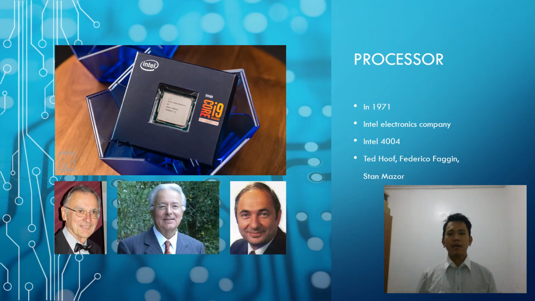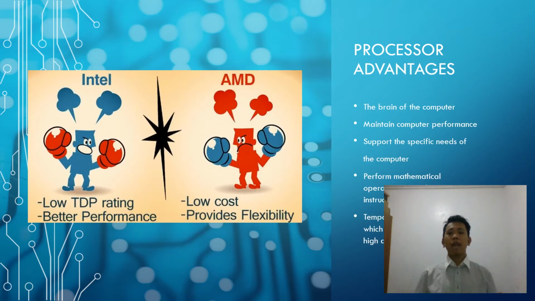Okay, next I will describe processor advantages. The first is the brain of the computer. Processors are usually what is often referred to as the brain of a computer. It is an IC, integrated circuit, that controls the entire course of a computer system. It is the computer's control center that functions to perform calculations and carry out tasks.